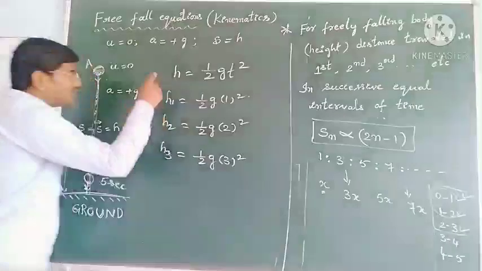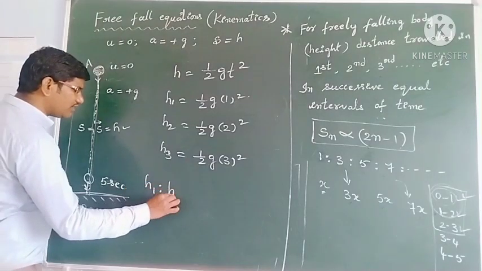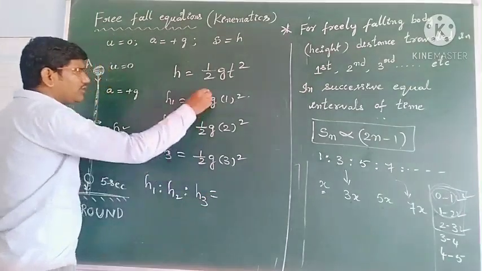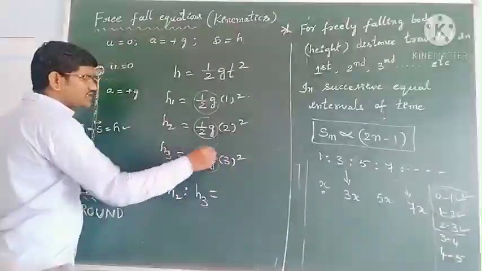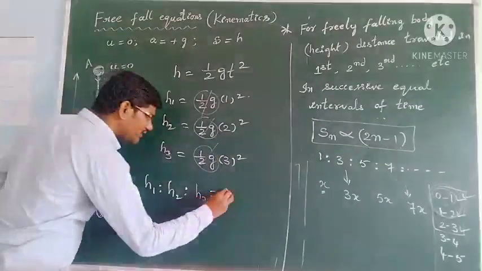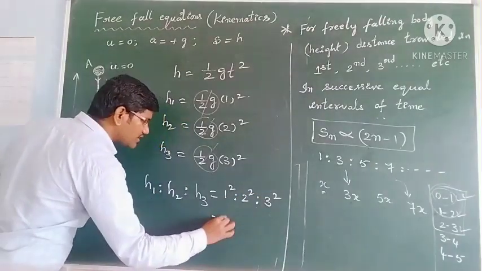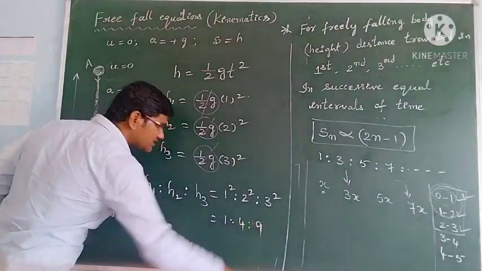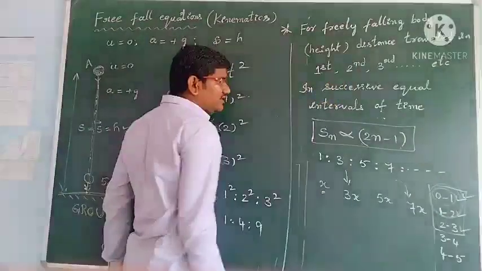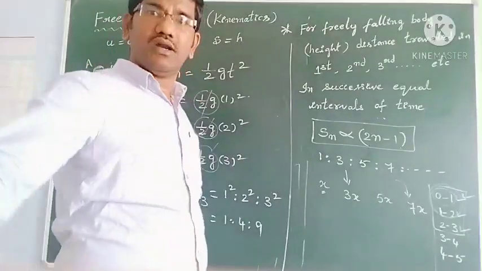Okay students, then take the ratio of h1 is to h2 is to h3. In all the ratios, this half g cancels. So you will get 1 square is to 2 square is to 3 square. 1 square means 1, 2 square means 4, 3 square means 9. So 1 is to 4 is to 9. But here, first second, second, third second, it is 1 is to 3 is to 5. These are the distances fallen.